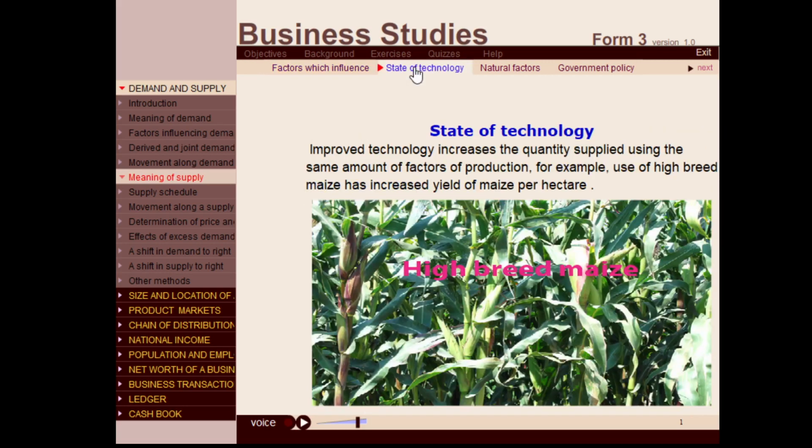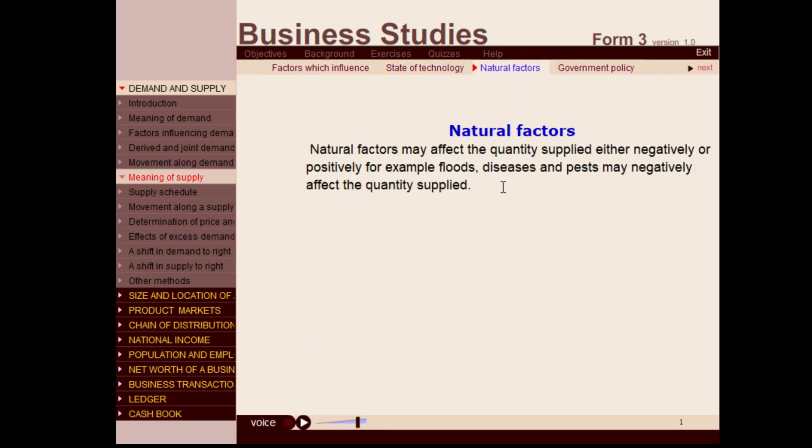State of technology. Improved technology increases the quantity supplied using the same amount of factors of production. For example, use of hybrid maize has increased yield of maize per hectare. Natural factors. Natural factors may affect the quantity supplied either negatively or positively. For example, floods, diseases, and pests may negatively affect the quantity supplied.